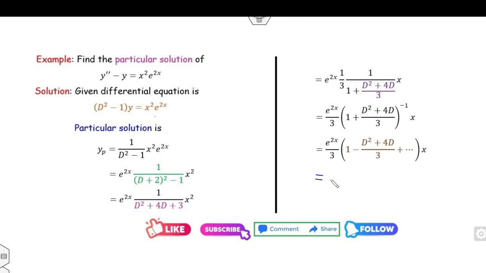Now you can open this bracket. It is e raised to power 2x over 3. 1 into x, x minus. What is the second derivative of x? 0. What is the first derivative of x? Is 1 over 3. And that is the right answer. X minus 4 over 3 is the correct answer.